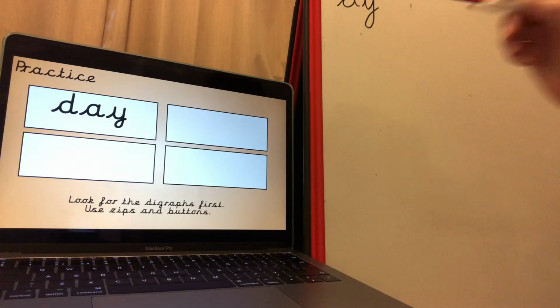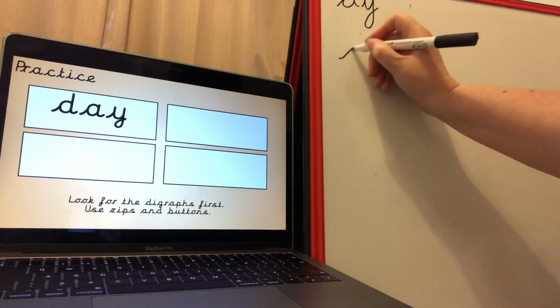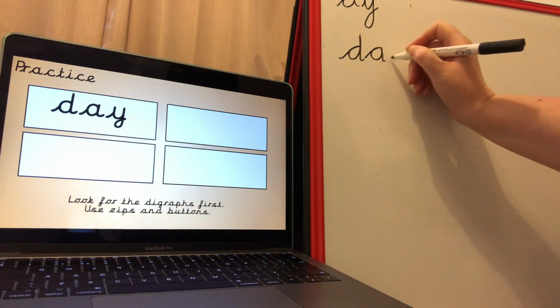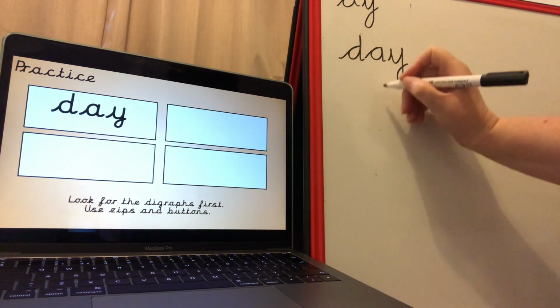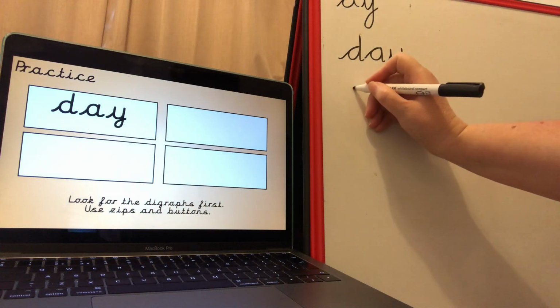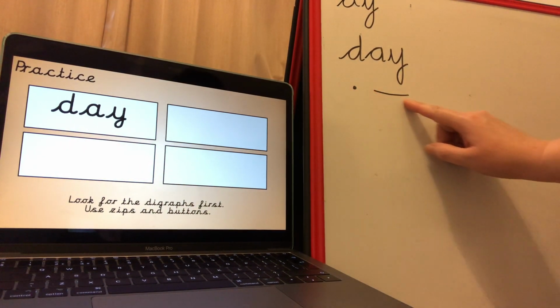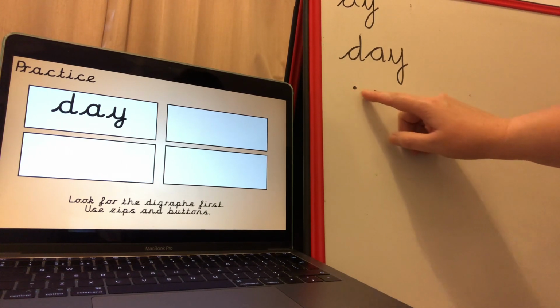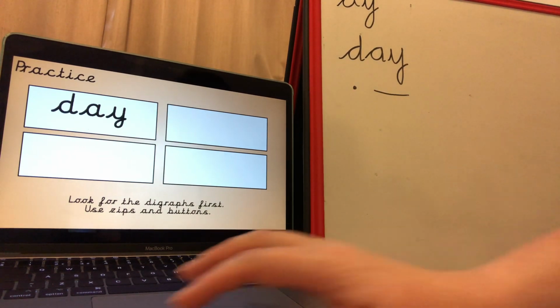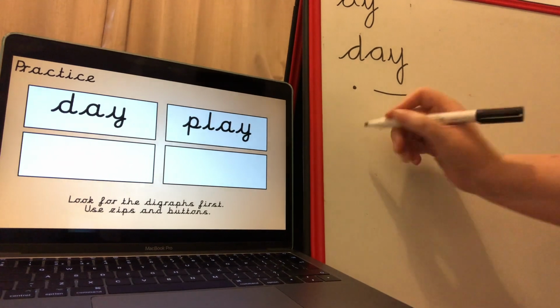Okay, so I'm going to write this first word on my board. I'm going to have a look to see if I can find the digraph. Yep, there it is at the end. And I'm going to segment and blend it. D-A, day. D-A, day.